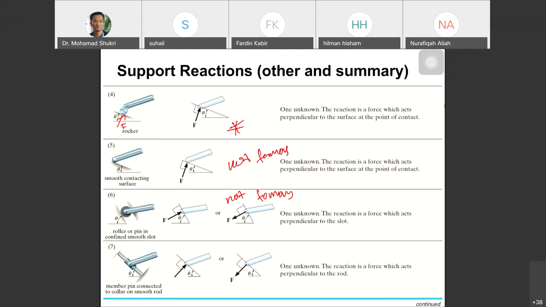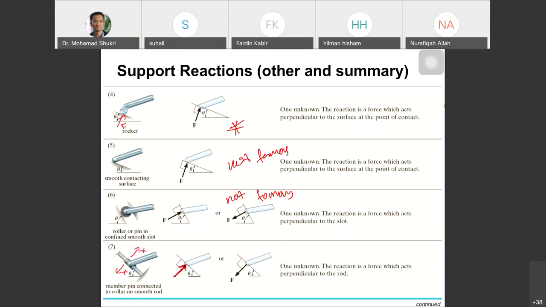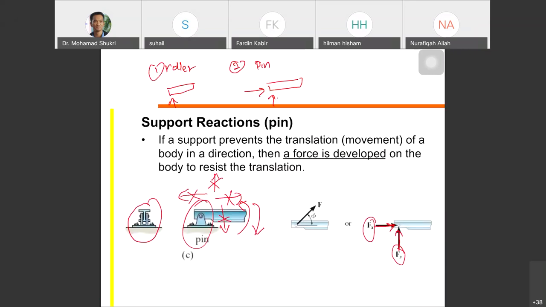This one also, right? This one is for a smooth surface. The unknown force is this way, because it cannot move this way and this way, so you put the force like this. Alright. Smooth pin: this one I said before, pin. For pin, you have two forces, Fx and Fy. Then for fixed connection, you have F here with moment, and fixed support, where your bar is embedded in the wall. So you have three unknowns, Fx, Fy and moment. Alright. So just remember at least three: fixed support, pin and roller.